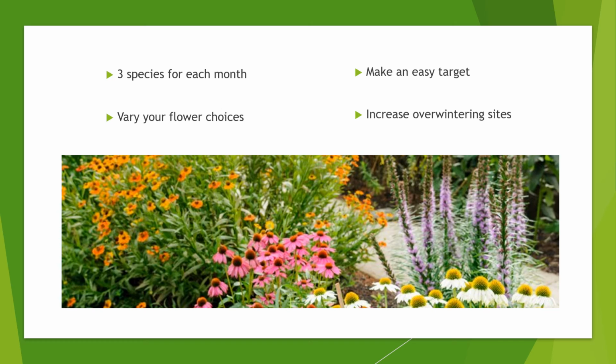You want to clump your species together. So you want to plant a bunch of flowers kind of in one small space to make it a big bullseye for those pollinators to find.